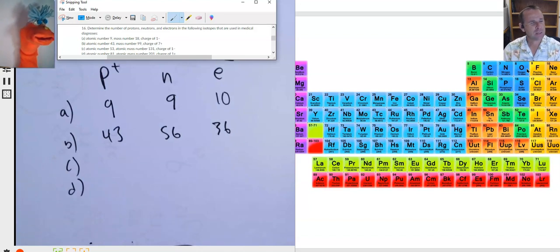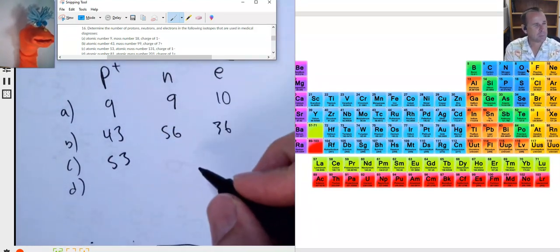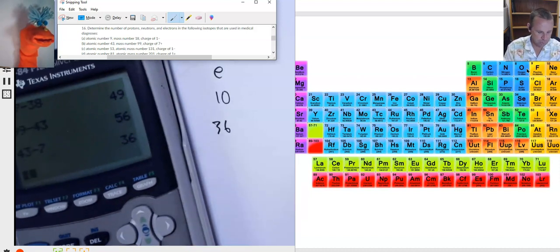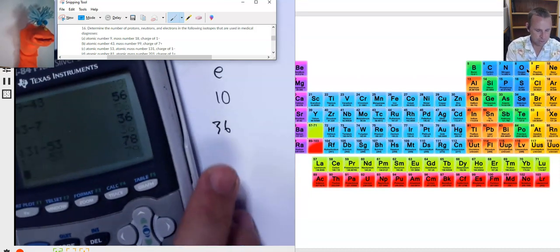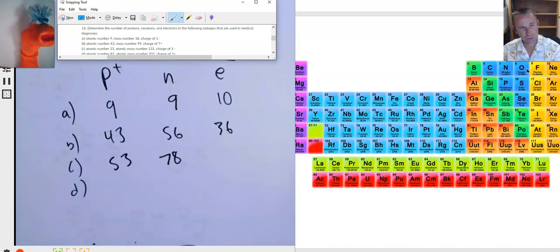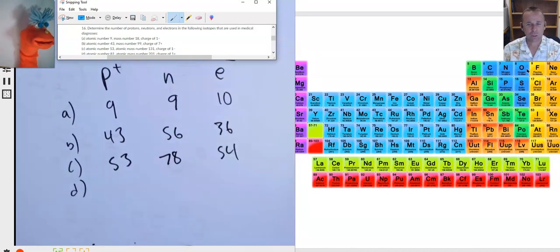All right, C, 53 is the atomic number. That's easy. Mass number, atomic mass number, 131. So 131 minus 53, that's the number of neutrons, 78. How about the charge here? C, we're looking at a -1 charge. So 1 more electron, so 54. What kind of atom is this? Is that iodine? Very good. 54 electrons is the iodide ion.